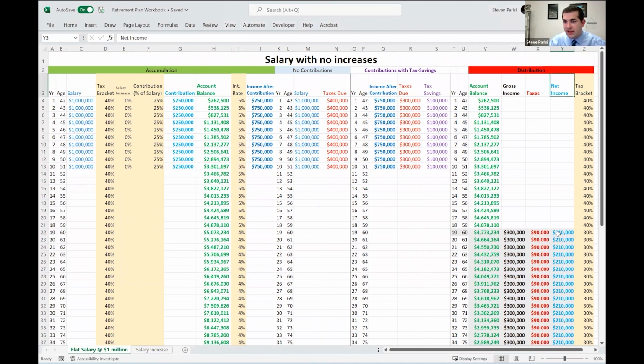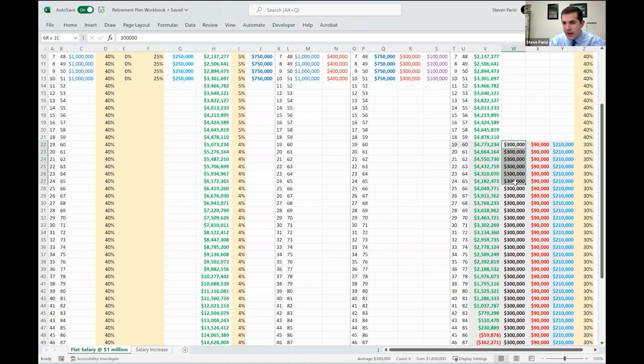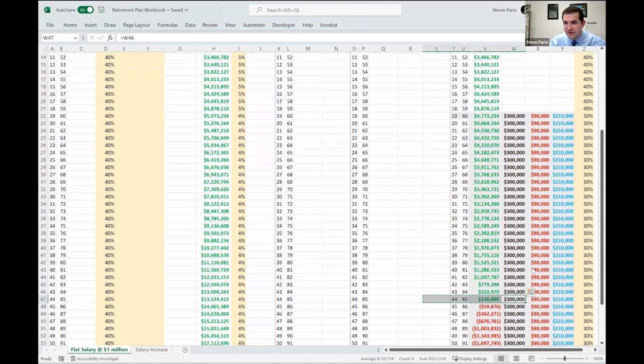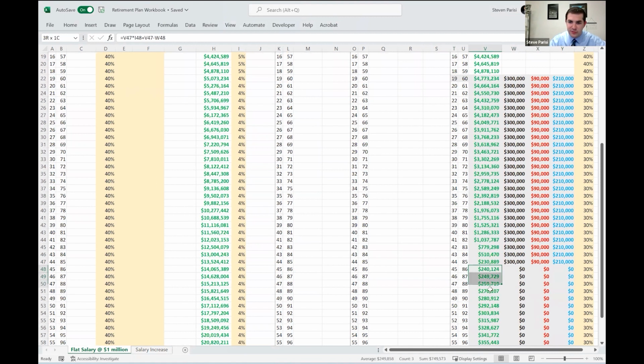Taxes, net income after tax. And at $300K per year, how long does this last me? Until age 85. At this point in time, I'm out of money. Got a little bit of a balance, but not that much.